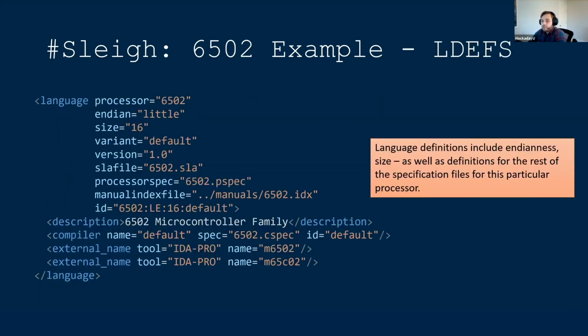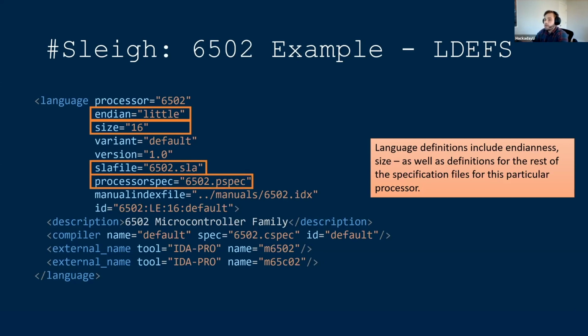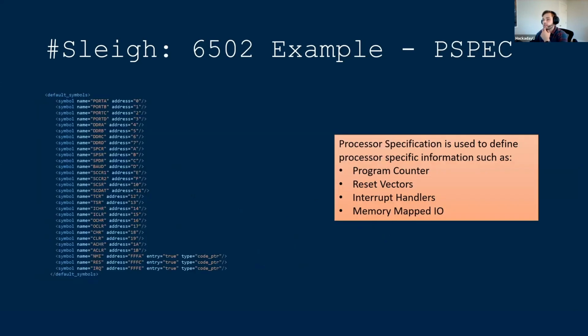If we look at the language definition for the 6502, we can see that it defines a handful of fairly standard things. We define the endianness, and the processor size. We define things like where you find the SLEIGH file for this. We also point it to the processor spec and the compiler spec, things like that. You can see this one actually imports some manuals and information from IDA, if you have that installed. So, what does the processor spec look like?